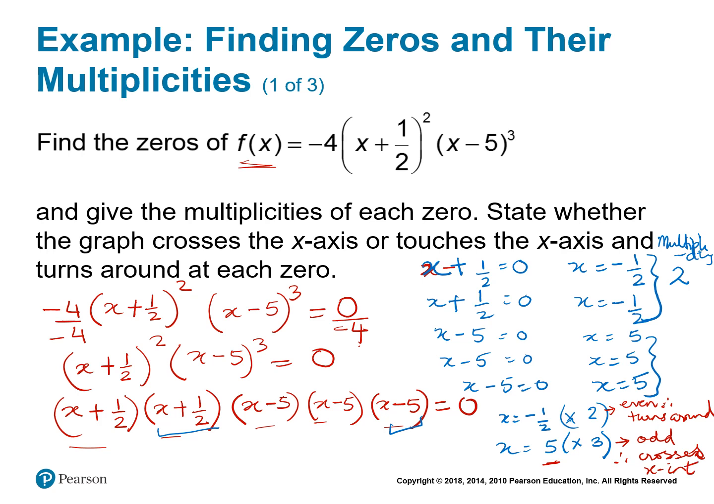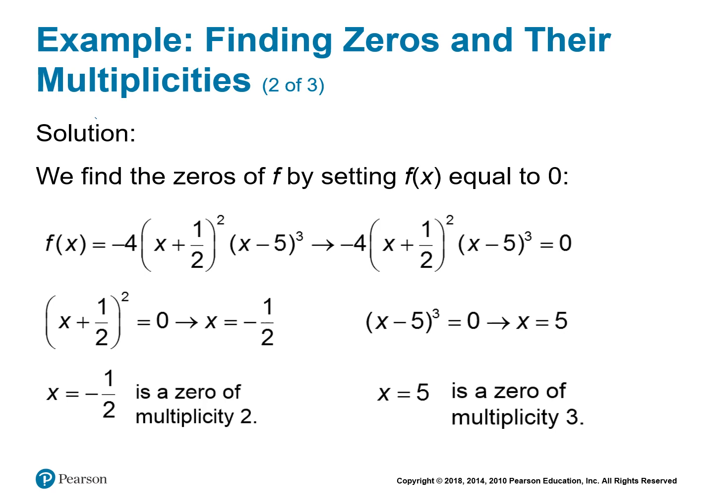Now let's see if our answer matches with what they have worked out in the next slide. So let's check the solution of our work here. It says we find the zeros of f by setting f of x equal to 0, which we did. And we saw that we were left with (x + 1/2) squared equal to 0. So we had x equals negative 1/2. However, because this is a square, this will be a multiplicity 2.